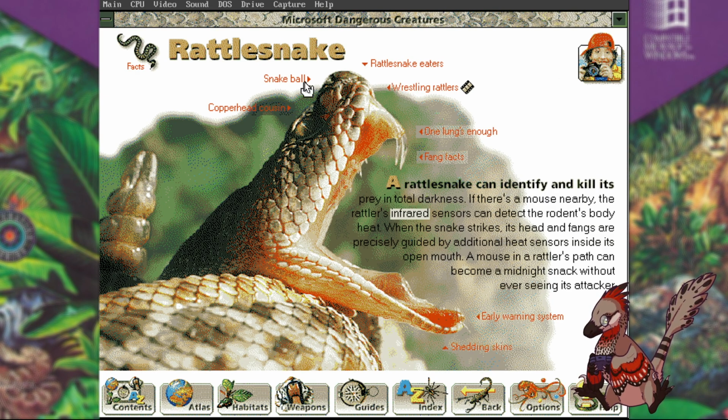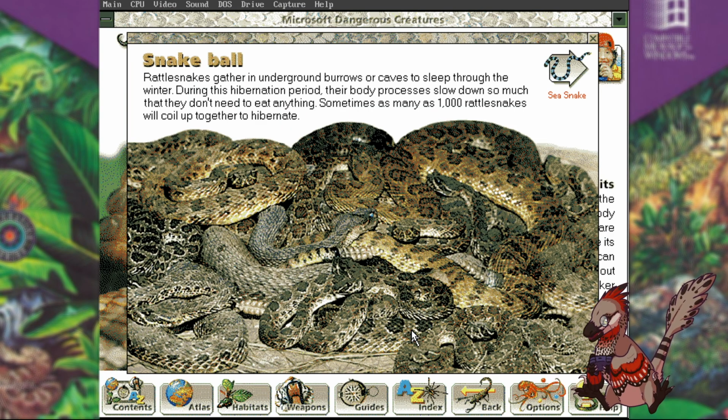Rattlesnake eaters. Right, snake ball. Just imagine. Oh my god! 1,000 rattlesnakes, all curled up for a long winter's hibernation. That's adorable! That looks so cozy! Rattlesnakes gather in underground burrows or caves to sleep through the winter. During this hibernation period, their body processes slow down so much that they don't need to eat anything. Sometimes as many as 1,000 rattlesnakes will coil up together to hibernate.